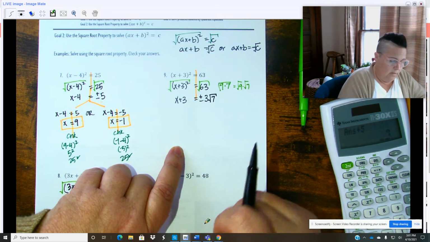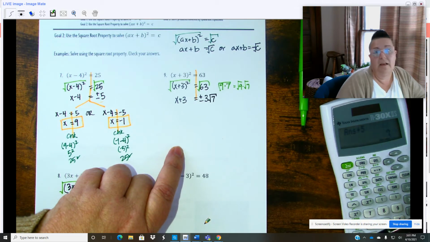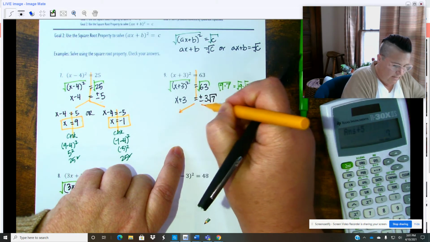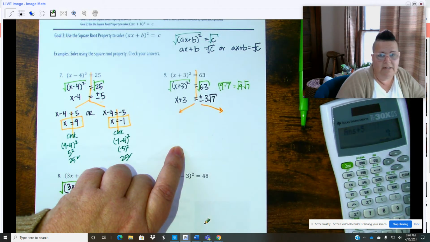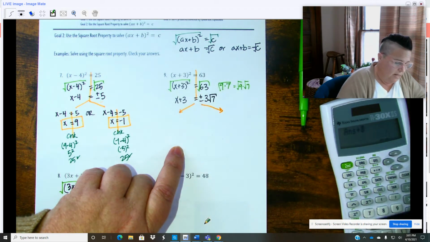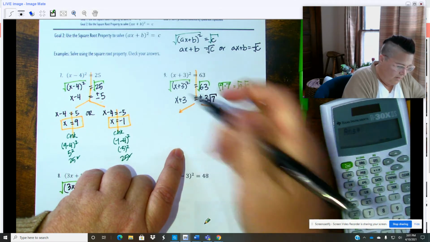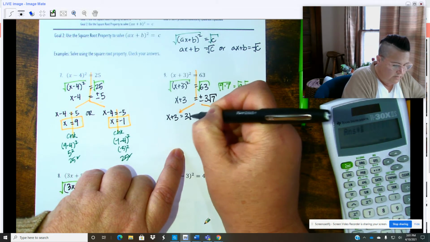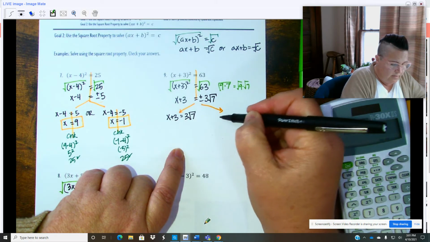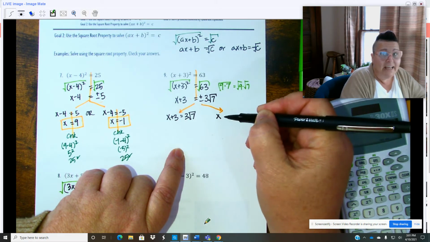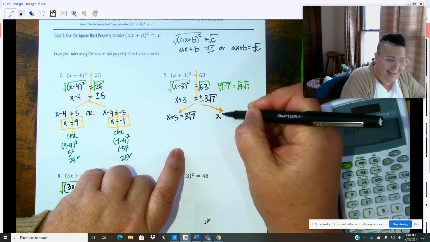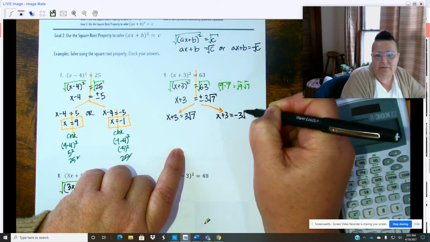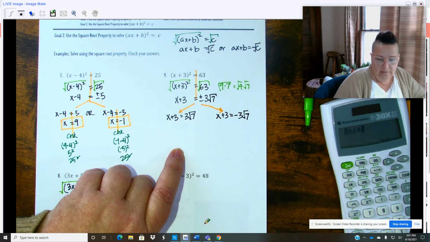Okay. Now, because it's plus or minus, I end up with 2 equations. In the first option, I have x plus 3 is equal to 3 times the square root of 7. In the second option, I have x plus 3 is equal to a negative 3 square root of 7. Okay.